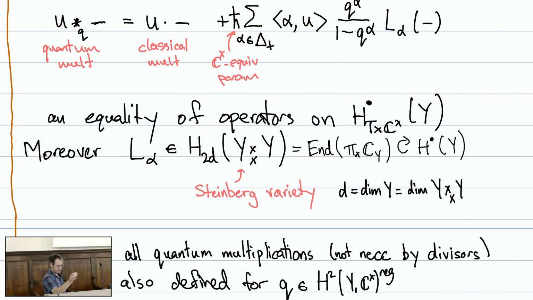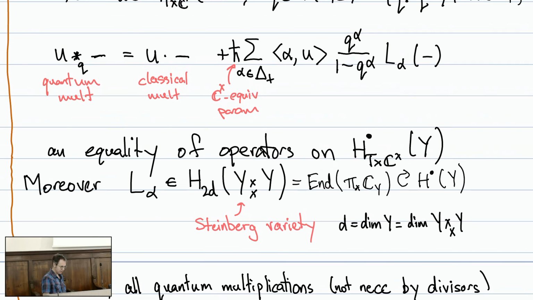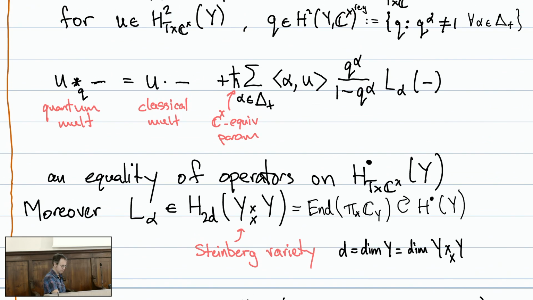Okay. And there was a question about what happens for multiplication by higher elements in the cohomology. So this is all about multiplication by elements in H2. And as was pointed out, if we know that the cohomology is just generated by H2, well, we can define quantum multiplication by other elements just by successive compositions.